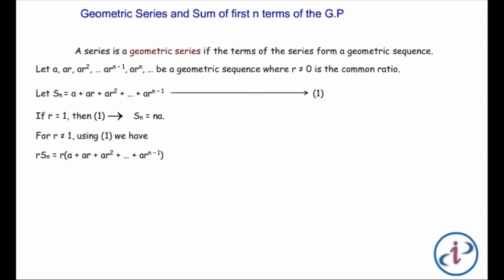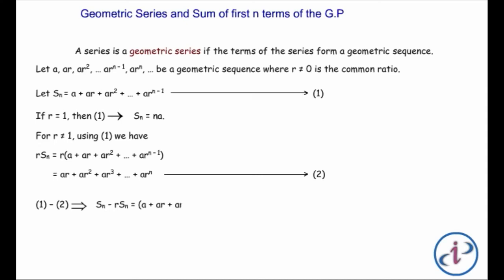On simplification, we get ar plus ar squared plus ar cubed plus etc. plus ar to the power of n. Let us name it as equation 2. Subtracting equation 2 from equation 1, we get Sn minus r times Sn is equal to a plus ar plus ar squared plus etc. up to a times r to the power of n minus 1 minus ar plus ar squared plus ar cubed etc. up to a times r to the power of n.